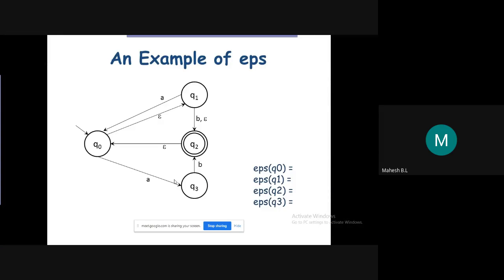Very important, because we are going to see some problems where without this concept you cannot understand or you cannot go ahead.